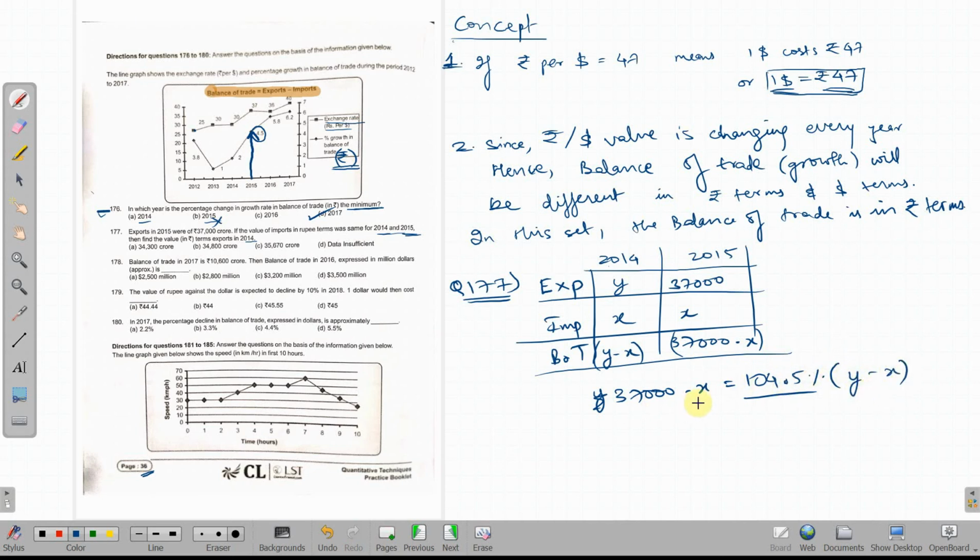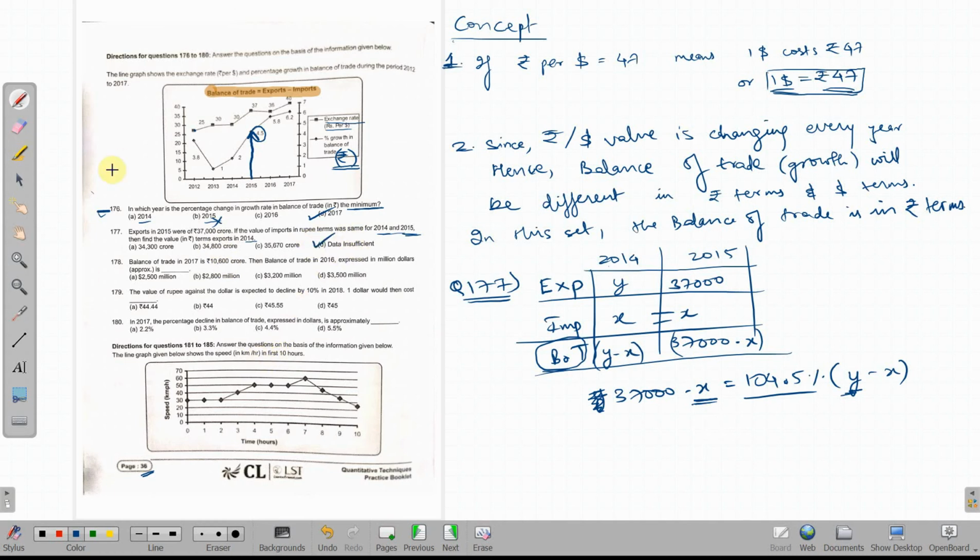You don't need to solve further. You'll see that there's one variable here, x, and there's also another variable, y. Since there are two variables and you have only one equation, there was only one relation that we had, that balance of trade is this. Imports are equal, we had already used that. And since there's only one equation for two variables, you will not be able to get a unique answer for x or y, because for two variables you need two equations. So here the data is insufficient and your answer would be option D.